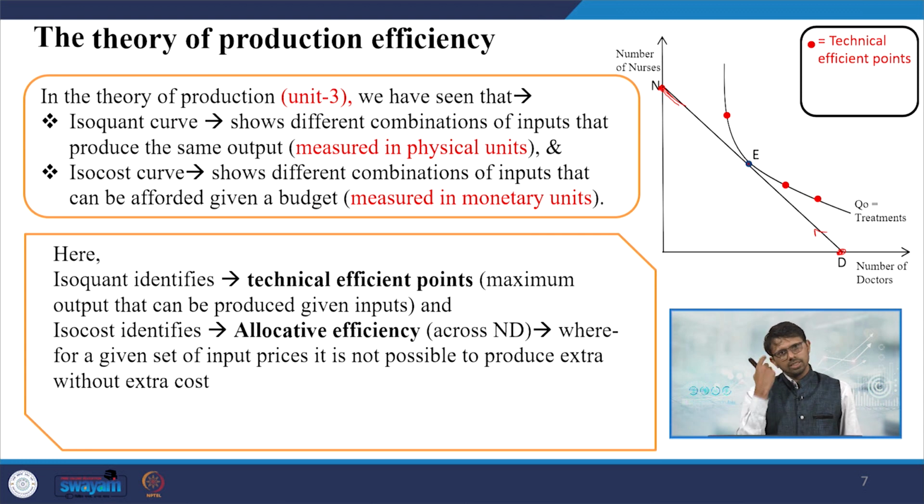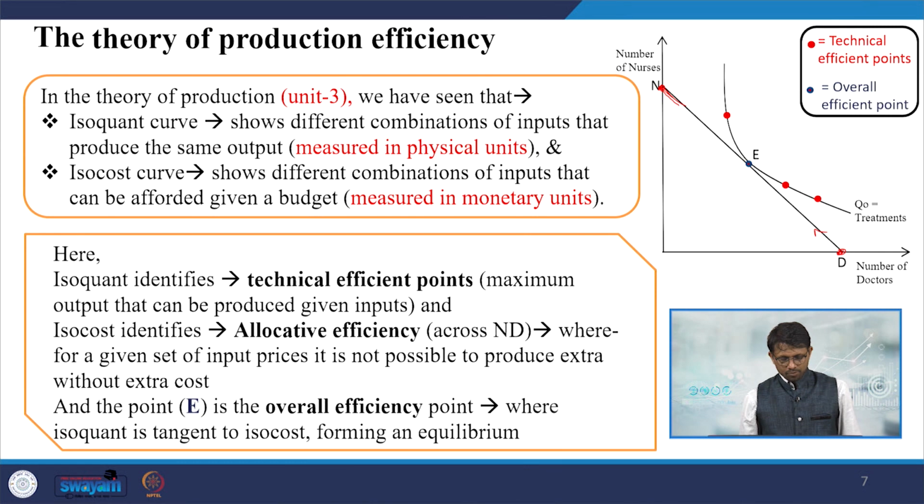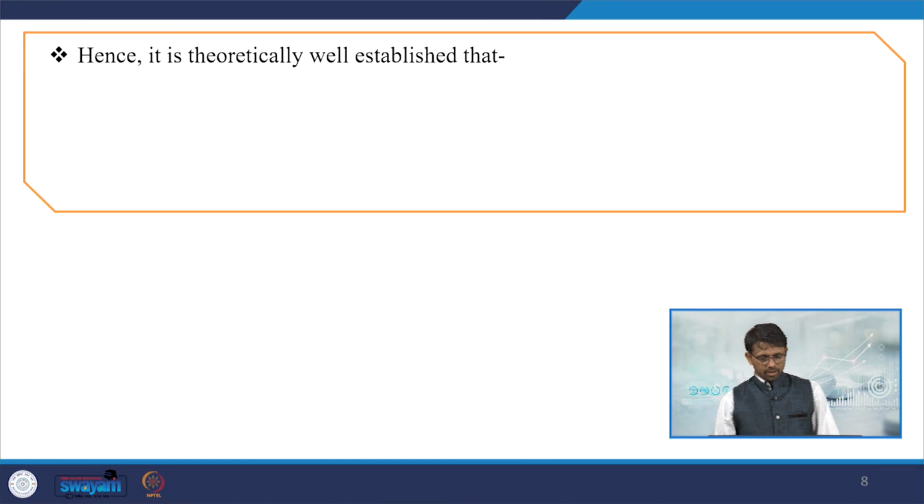Basically, at this efficiency point, for a given set of input prices, it is not possible to produce extra output without extra cost. That is the best or the minimum cost point. So, overall at point E, due to the cost as well as allocative efficiency and technical efficient points, you will find the overall efficient point. This is tangential to the point, and the point is defined as E, okay, forming the equilibrium.